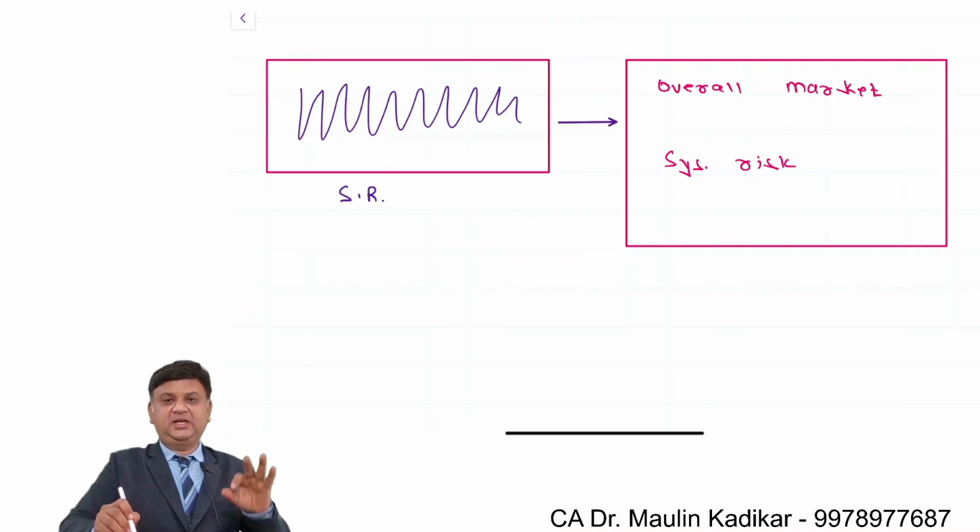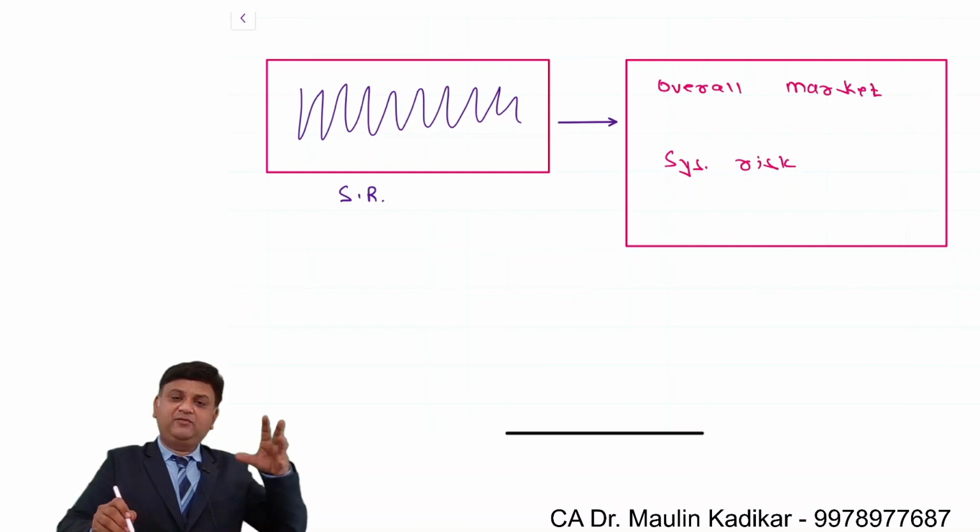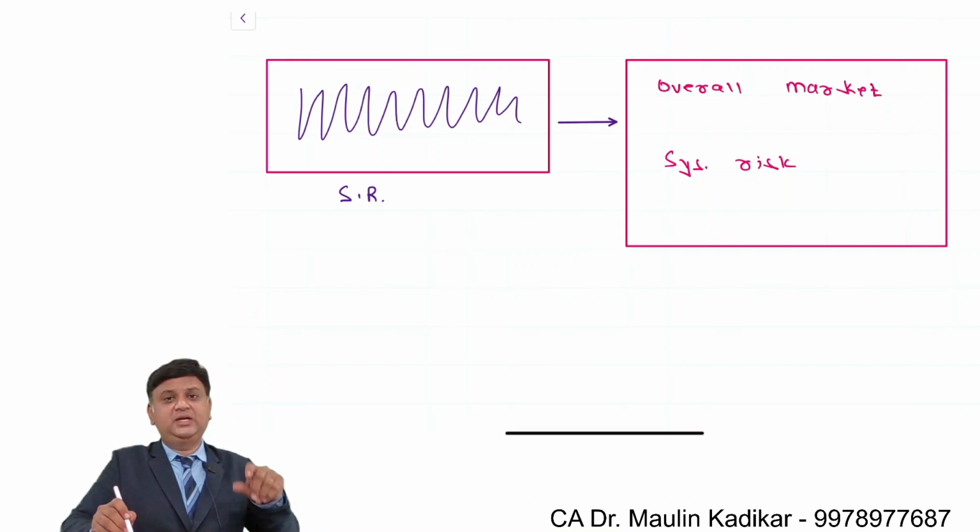We understand that the volatility indicates the risk. And what is the reason for the volatility? The reason for the volatility is the market changes, and that is what is called the systematic risk of the security. I give you a small example like this.